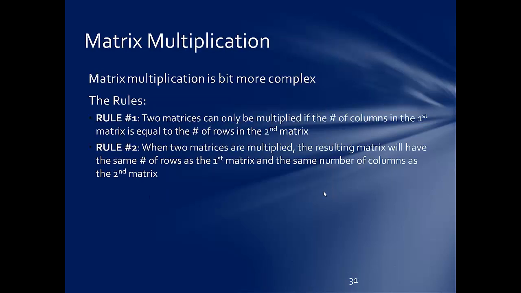Matrix multiplication, unfortunately, is a bit more complex. There are two important rules when it comes to matrix multiplication. Rule number 1, two matrices can only be multiplied if the number of columns in the first matrix is equal to the number of rows in the second matrix. Rule number 2, when two matrices are multiplied, the resulting matrix will have the same number of rows as the first matrix and the same number of columns as the second matrix.